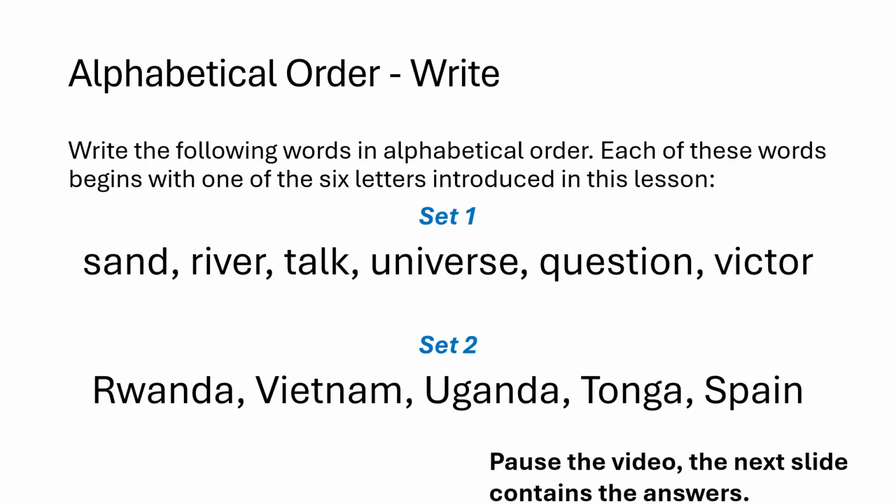Write the following words in alphabetical order. Each of these words begins with one of the 6 letters introduced in this lesson. Set 1. Sand. River. Talk. Universe. Question. Victor. Set 2. Rwanda. Vietnam. Uganda. Tonga. Spain. Pause the video. The next slide contains the answers.